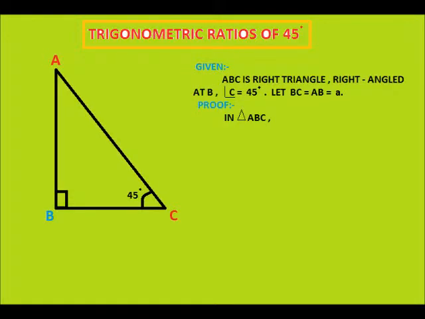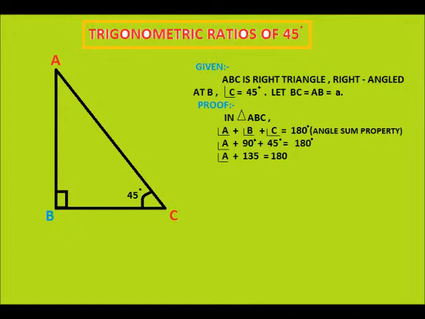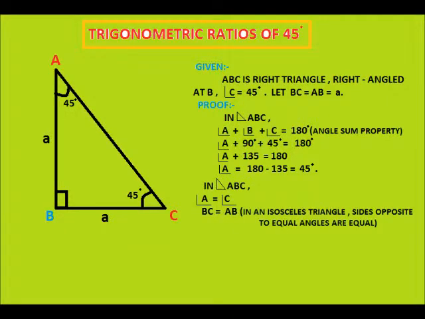Proof. In triangle ABC, angle A plus angle B plus angle C equal to 180 degree by angle sum property. Angle A plus 90 degree plus 45 degree equal to 180 degree. Angle A plus 135 degree equal to 180 degree. Therefore, angle A equal to 45 degree. In triangle ABC, angle A equal to angle C. Therefore, BC equal to AB, since in an isosceles triangle, sides opposite to equal angles are equal.